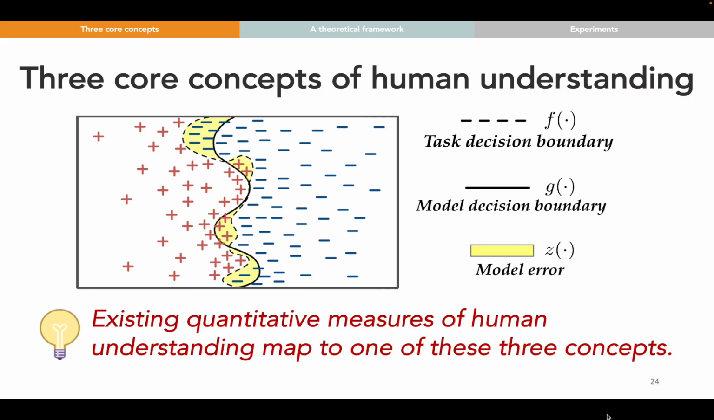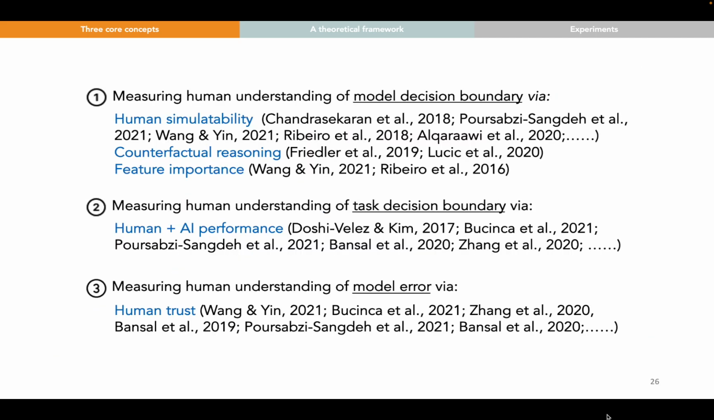From our literature review, our key finding is that existing quantitative measures of human understanding can map to one of these three core concepts. And this slide shows how we can group existing studies into the three core concepts based on what they measured in their human studies. Again, for a complete list of literature, I encourage you to check out the paper.